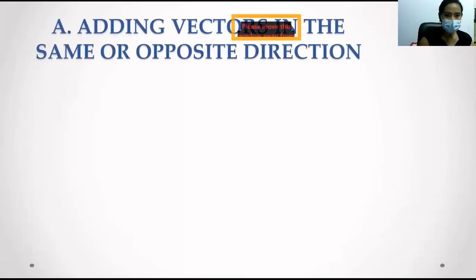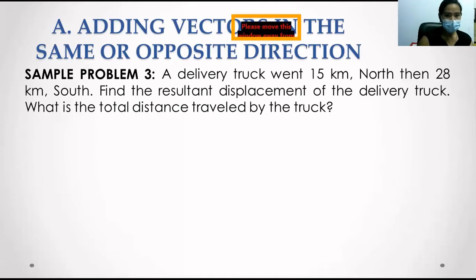Let's have another example. Example number 3. A delivery truck went 15 kilometers north, then 28 kilometers south. Find the resultant displacement of the delivery truck. What is the total distance traveled by the truck? Shall we say we used a scale of 1 centimeter equals 5 kilometers.